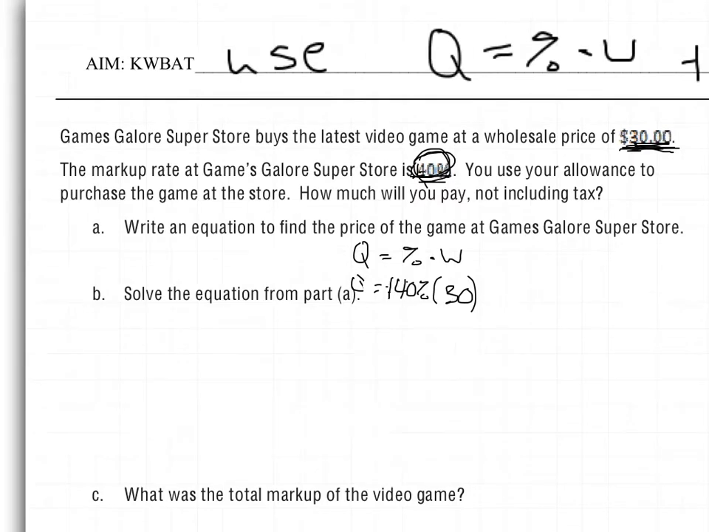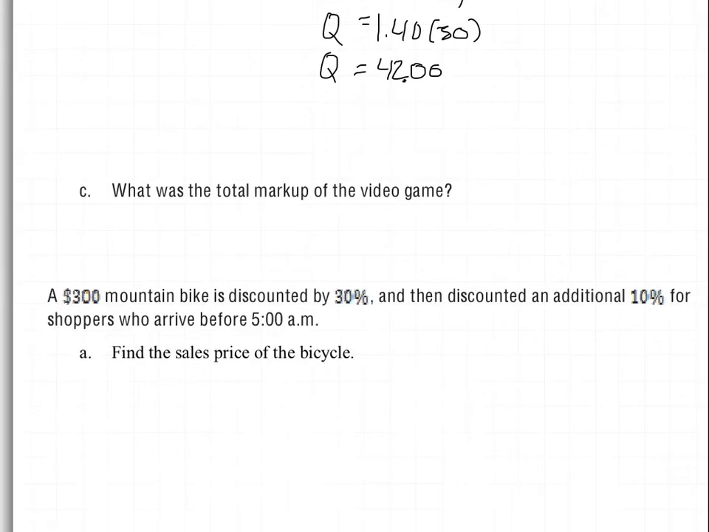After completing this on your own, let's check back in. We see that this is 1.40 times 30, which is going to give me $42 even. So the quantity is equal to $42.